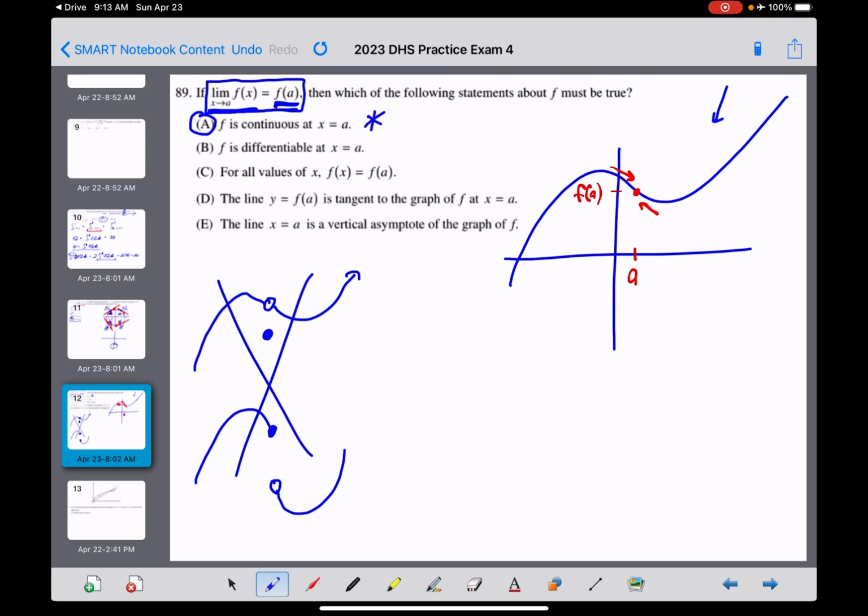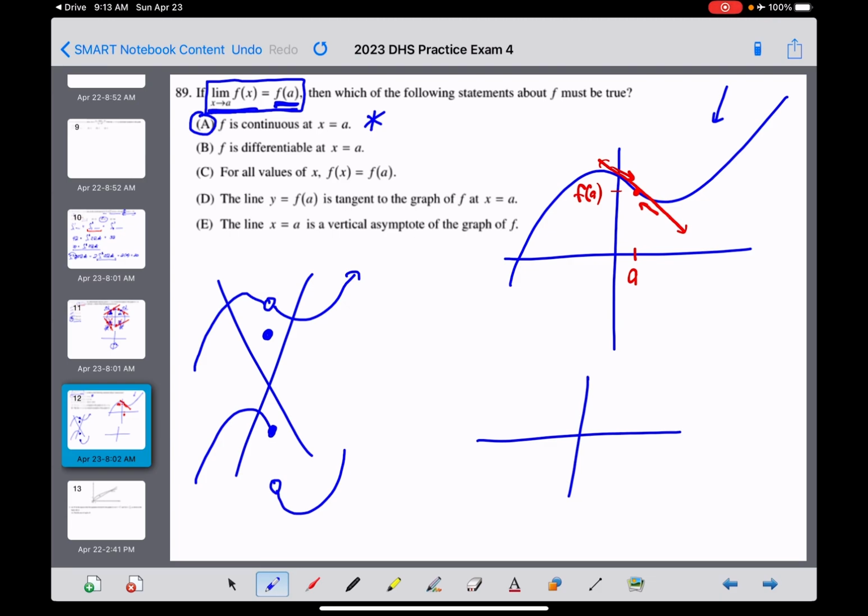What else is going on right here, guys? B, f is differentiable at a. Now, this is what I was talking about just a second ago. I've drawn a picture right here that certainly looks like this function is differentiable at a, and I could draw my tangent line right there. But that doesn't mean that it has to be.